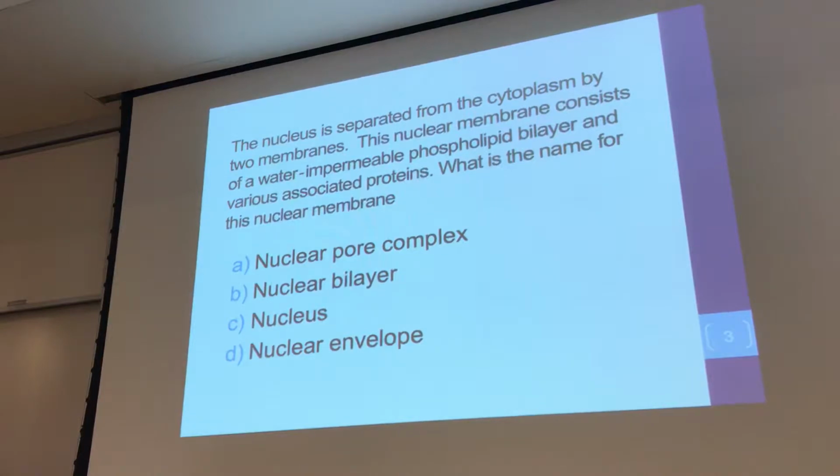The nucleus is separated from the cytoplasm by two membranes. This nuclear membrane consists of a water impermeable phospholipid bilayer and various associated proteins. What do we call this?